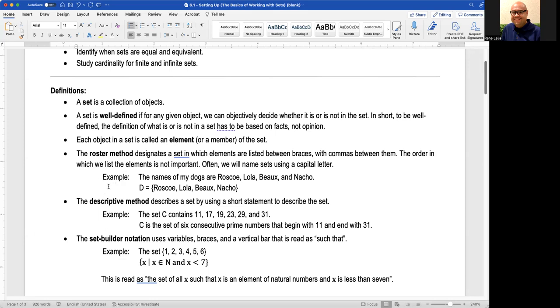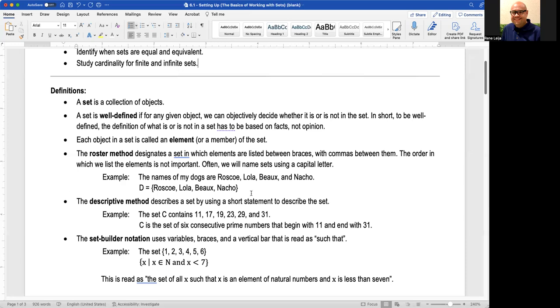Now, these next three definitions are the different ways that you can represent, you can write out what the set is. The roster method designates a set in which the elements are listed between braces with commas between them. The order in which we list the elements is not important. Often we will name the sets using a capital letter. So if I wanted to list the set of the names of my dogs, Roscoe, Lola, Bo, and Nacho, I would identify the set as D for dog. Notice how for the roster method, we list all of my dogs' names and put them in a set of braces.